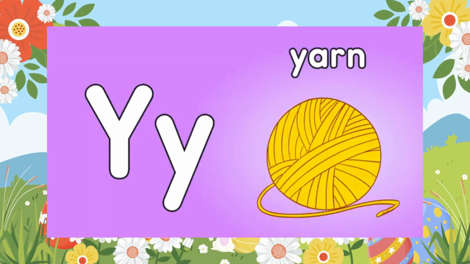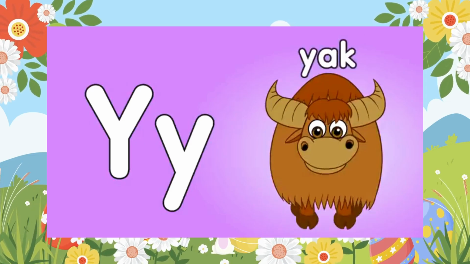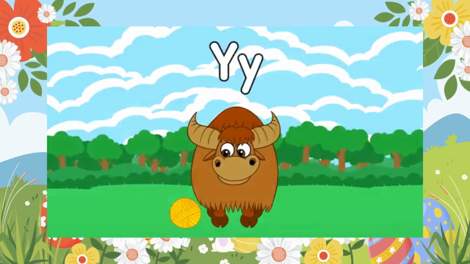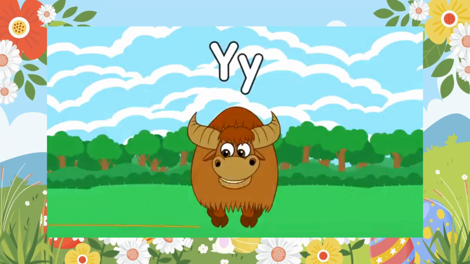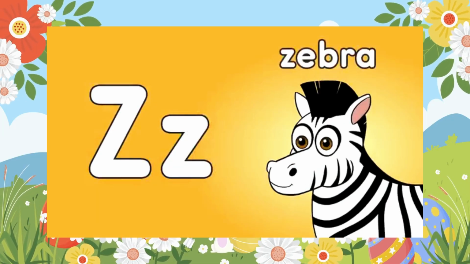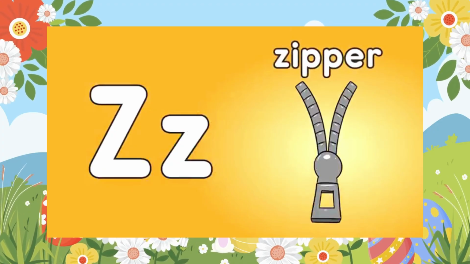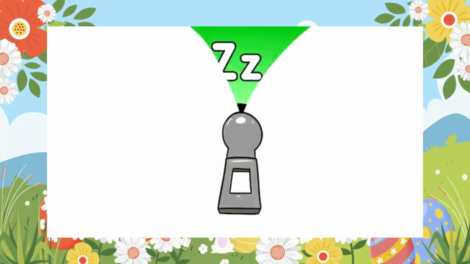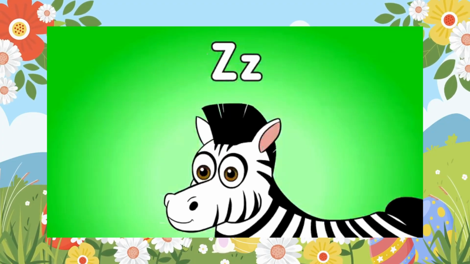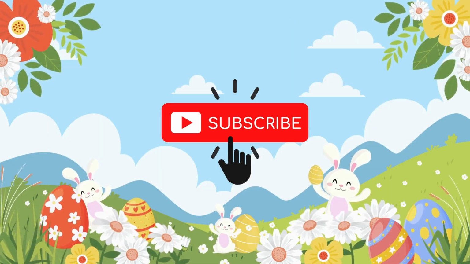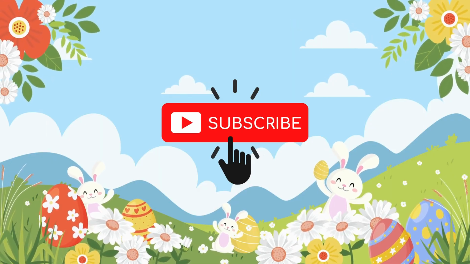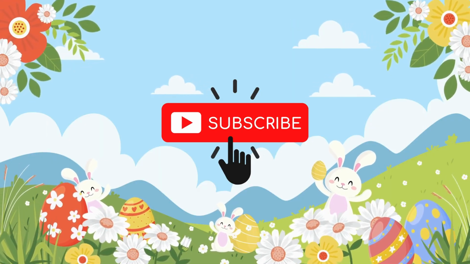X is for fox. X is for box. Y is for yarn. Y is for yak. Z is for zebra. Z is for zipper.